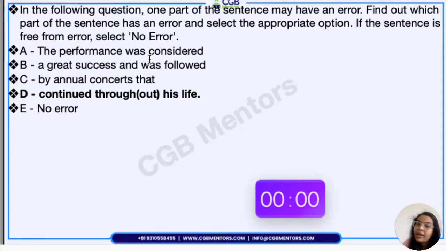Why? Performance was followed. There was something else, no? And "by" is given here too. So it is clearly passive. The performance was followed by something else. So the action of follow is done on the performance.